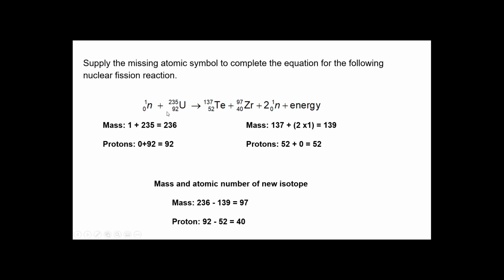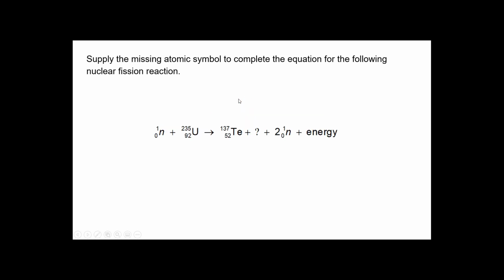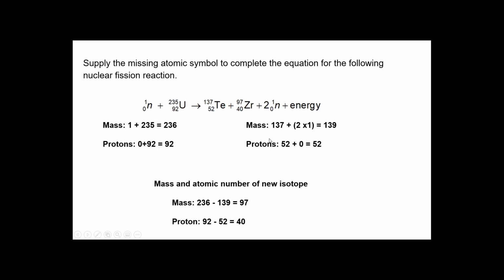So I put it together here. We have 1 neutron, mass is 235, so this equals 236 on this side of the arrow. So if we look on this side, now this is the missing number here. Let's skip this part right here, but 137 plus a neutron, but wait, there's a 2 in front, and because there's a 2 in front, that means there are 2 neutrons that have to be accounted for. So 137 plus 2 times 1 equals 139.